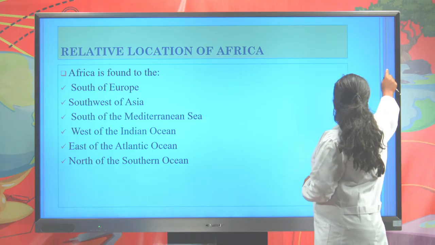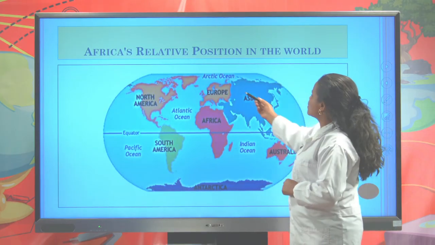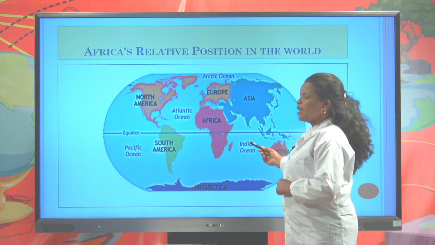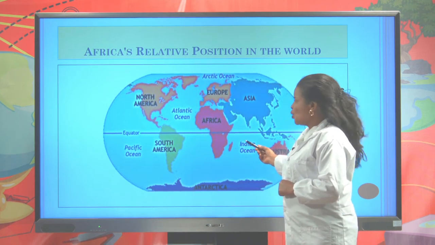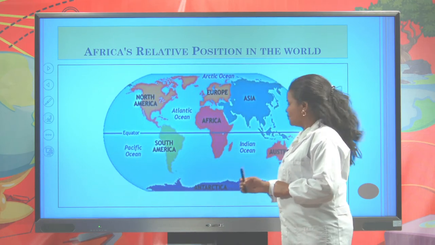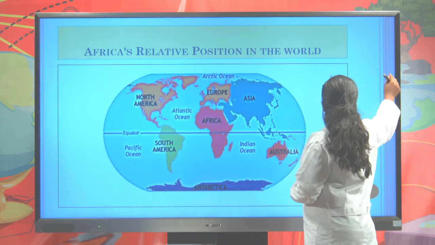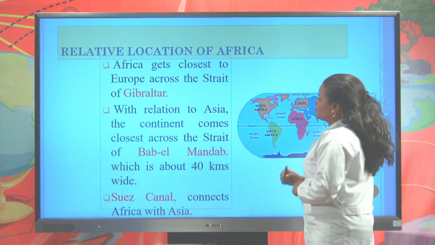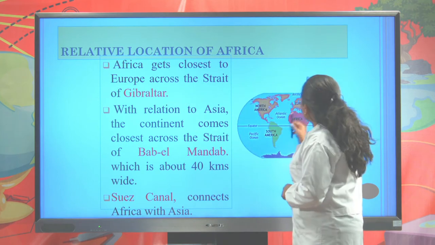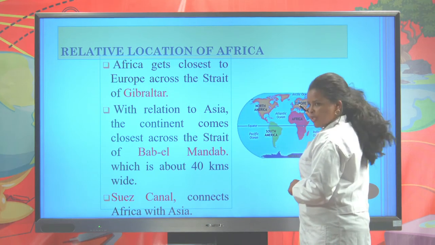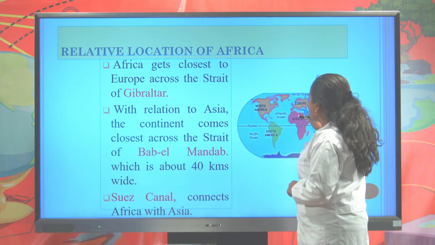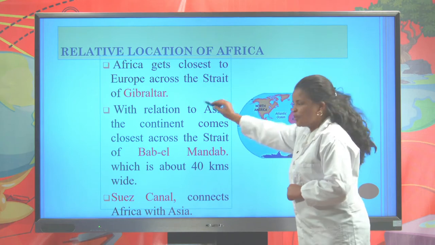Africa is found south of Europe, southwest of Asia, west of the Indian Ocean, and east of the Atlantic Ocean. The Strait of Gibraltar connects Africa with Europe, with only a 20 kilometer distance between Africa and Europe at the Strait of Gibraltar.